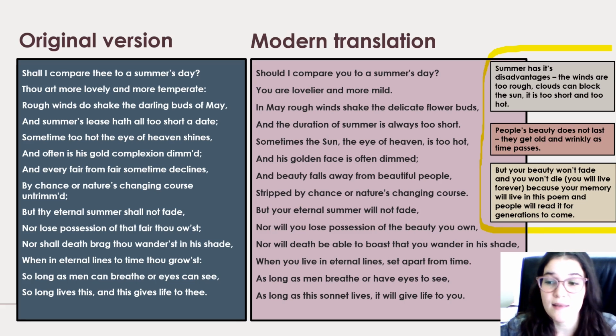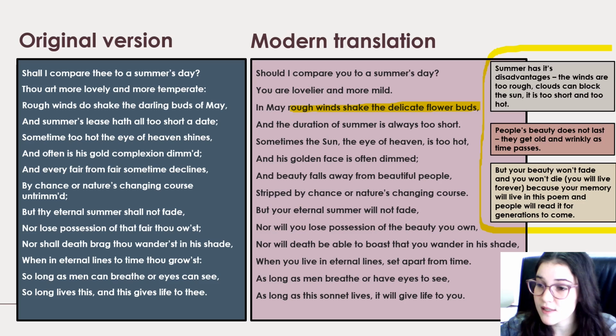They basically summarize what has been said. So summer has its disadvantages. They mention it here in the poem. Shakespeare mentions that the winds are too rough. So rough winds shake the flower buds. So the winds are too rough.